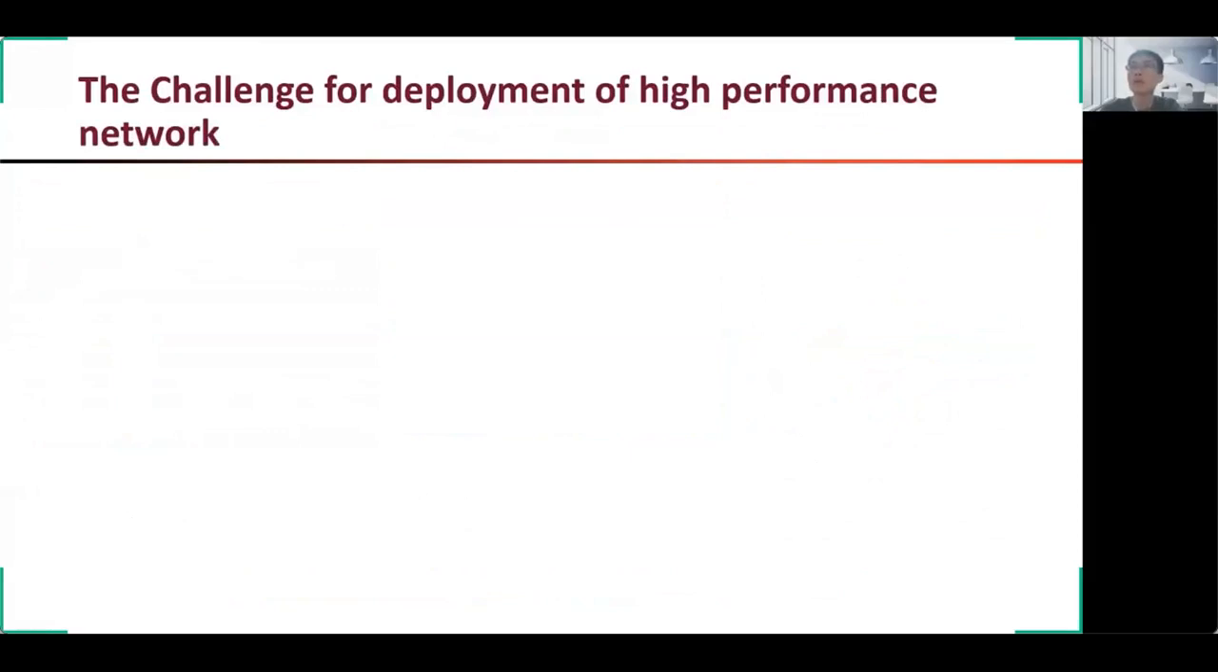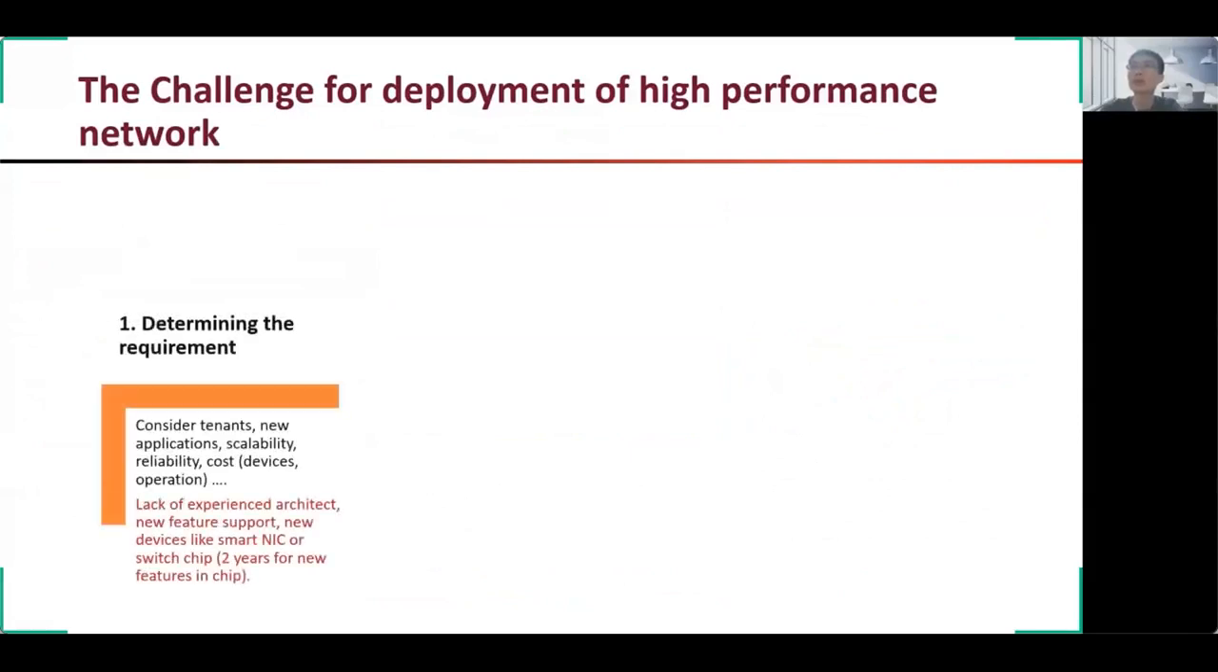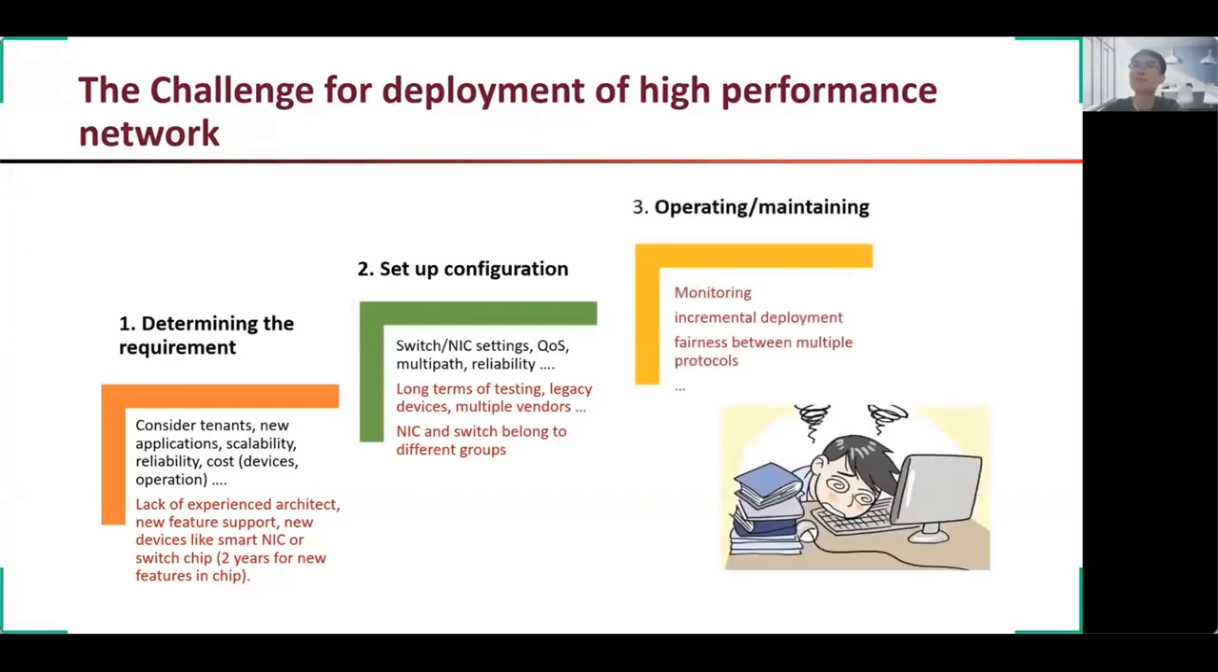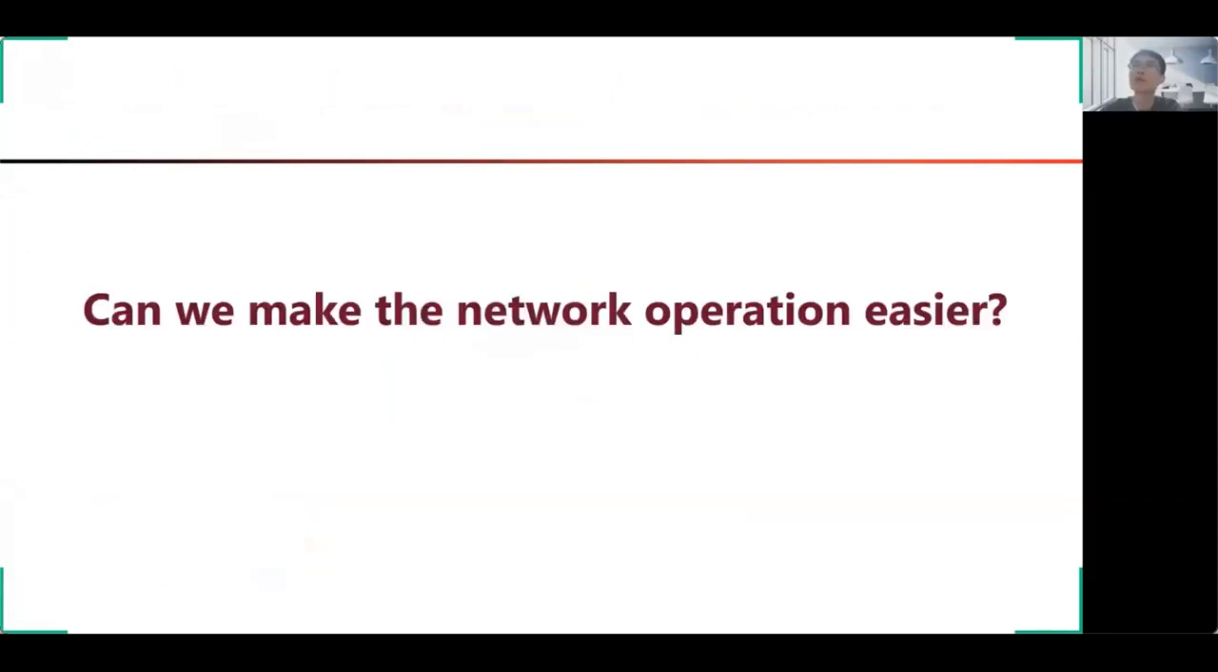We use an example to explain the problem. When we deploy a new RDMA port, the first thing is to determine the requirement. It needs new feature support on smart NIC or switch chip. The second is to set up configuration for runtime, like switch and NIC settings, queues, and so on. The third is operating. So considering these challenges, can we make the network operation easier in production DC?